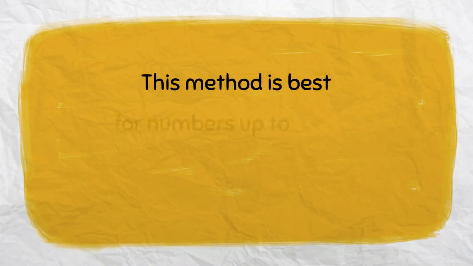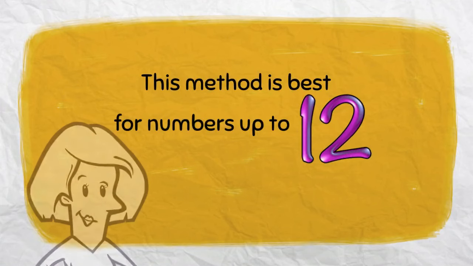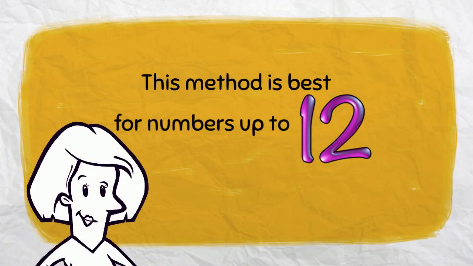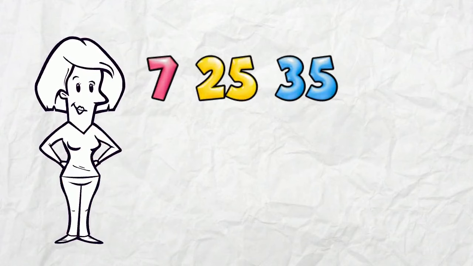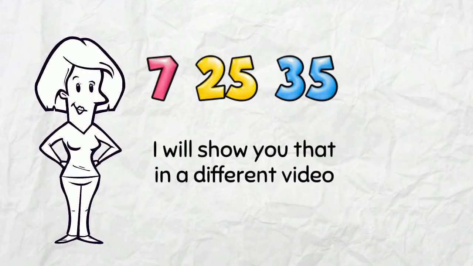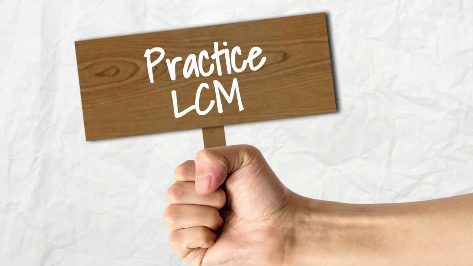This method is best for lower numbers up to 12 because we should know those tables anyway, and it's a perfect place to start. When we have to find the LCM of larger numbers, there's another way of doing that, and I'll show you that in a different film. Now, go and practice LCM for yourself and boost your math muscles.